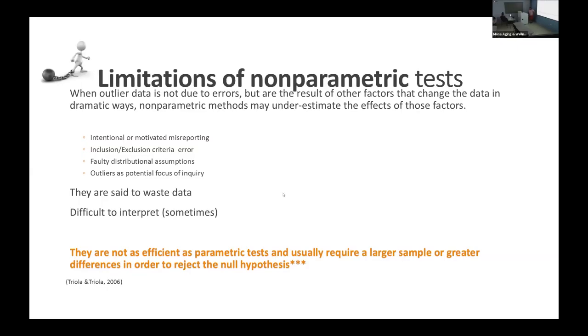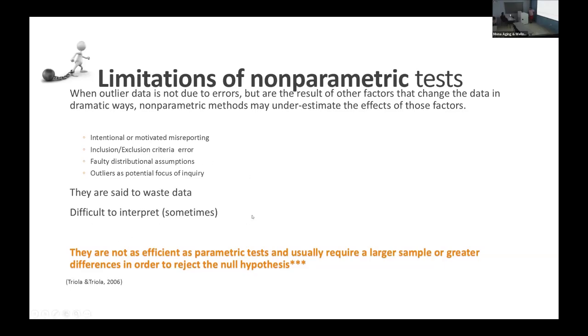And some people say that the results from some of these tests might be very difficult to interpret. I will leave you to be the judge of that. Once you get it, you get it. The main problem is that, especially for those that use ranks, you have to remember that you're not talking about the actual data, but the rank of the data.